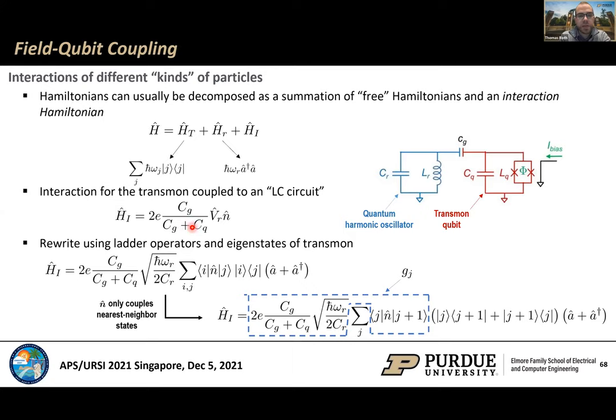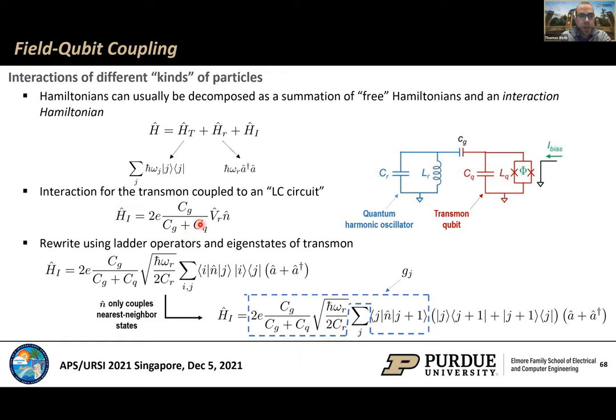This is just a voltage divider, selecting the correct amount of the voltage that's actually seen by the transmon. That's what this ratio calculates. And then 2e is just converting the number operator, which gives us integer numbers of Cooper pairs that have tunneled through the Josephson junction. We multiply that by 2 times the charge of an electron to get this in the correct units for energy.